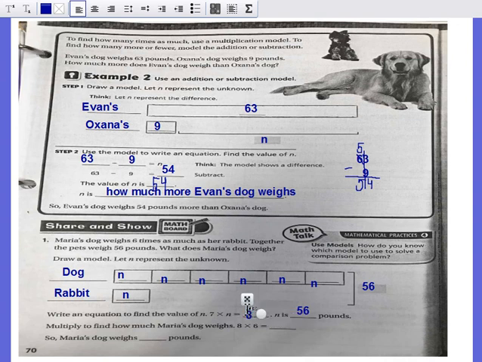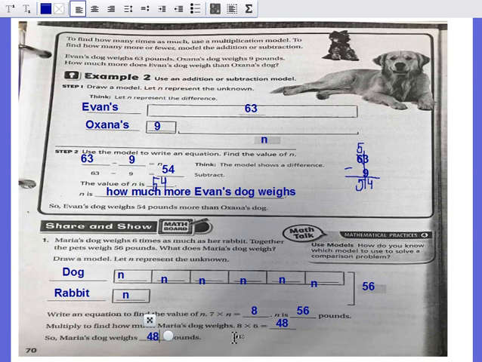7 times 8 is 56. And I'll give you a hint here: 7 boxes plus another one is 8. So 7 times 8 is 56. Now we need to multiply to find how much Maria's dog weighs. So now we're going to go 8 times 6 is 48. So Maria's dog weighs 48 pounds.